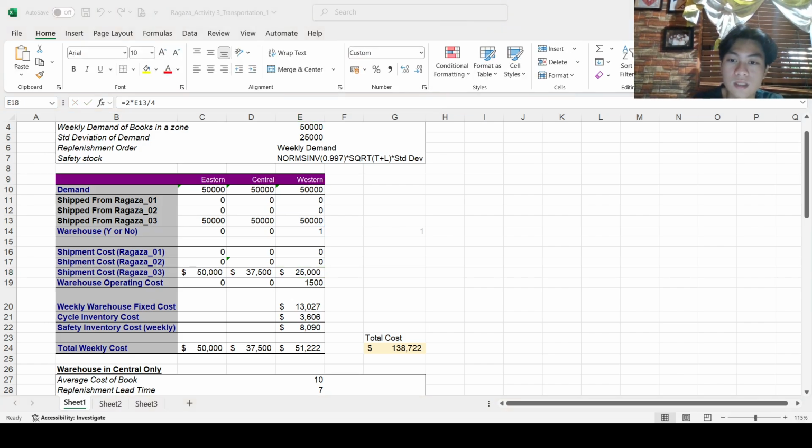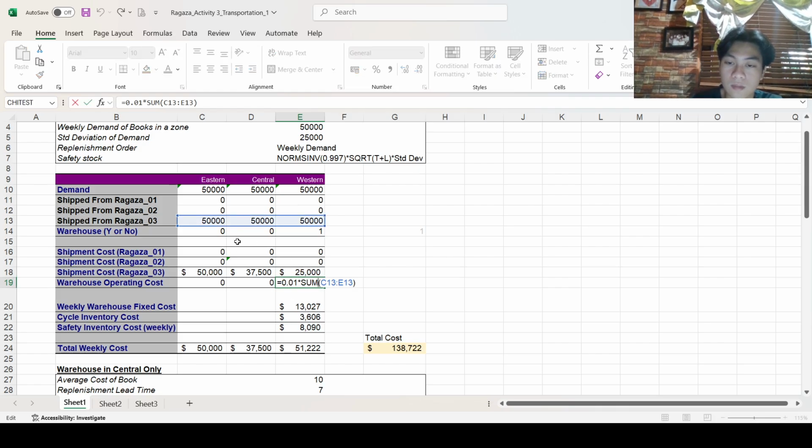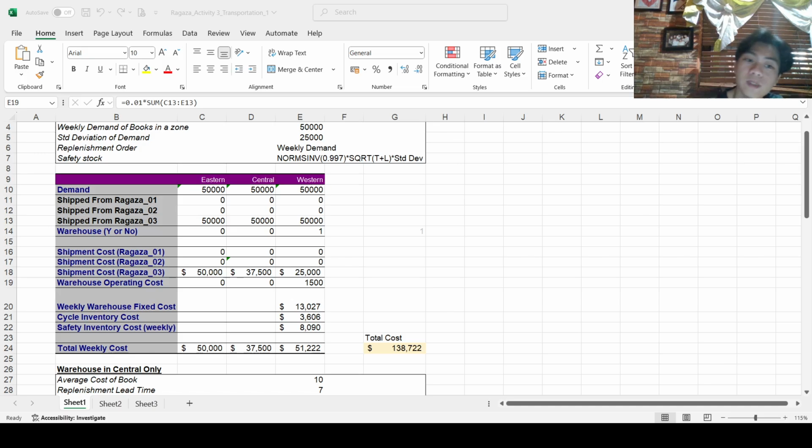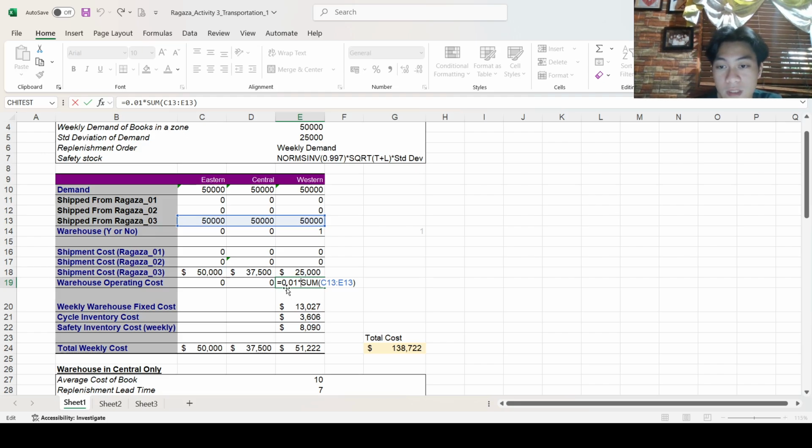Since this is the region that is selected, there is a 1,500 placed for the warehouse operating cost, while the other 2 regions do not have any because there is no operating cost for them. To achieve this 1,500, this is the formula, which is 0.01 times the sum of the ship demand from each region, and then we will get the 1,500.